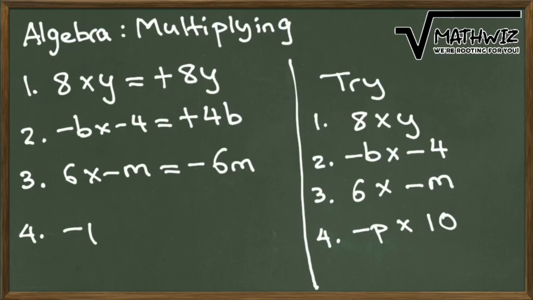We then have minus p multiplied by 10. We have a negative multiplied by a positive, which is a negative, and p multiplied by 10 is going to give us 10p. So I do hope you found this video useful. Be sure to watch the other parts of this series to ensure that you cover all of the skills that you would need when multiplying in algebra.